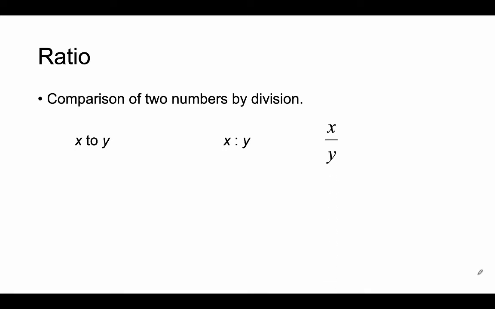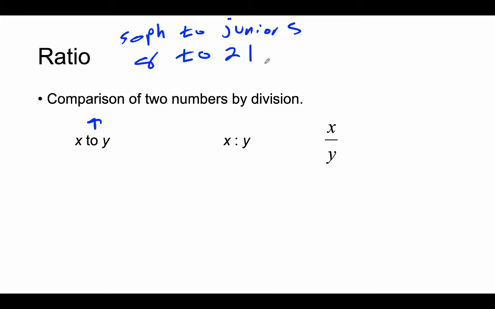Ratios, comparison of two numbers by division. Sometimes it's written with the word "to." The ratio of, let's see, in my Algebra 2 class, the ratio of sophomores to juniors is 8 to 21. There are 8 sophomores and 21 juniors. You could also write that with a colon, 8 to 21. You can also write it as a fraction, 8 to 21. It all says the same thing.